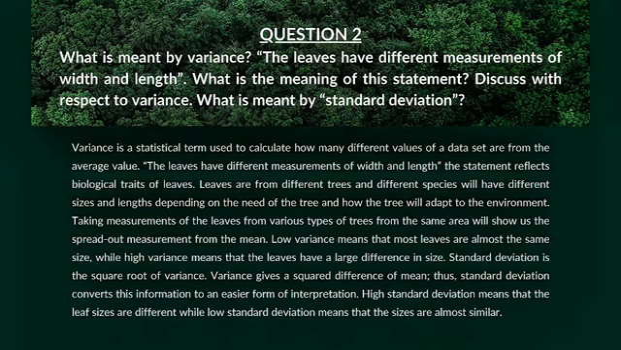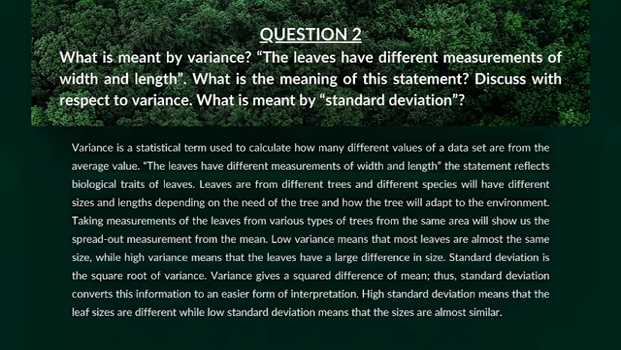The statement reflects biological type of leaf. Leaves are from different trees and different species will have different size and lengths depending on the need of the tree and how the tree will adapt to the environment. Taking measurement of the leaf from various types of tree from the same area will show us the spread out measurement from the mean. Low variance means that most leaves are almost the same size, while high variance means that the leaves have a large difference in size.